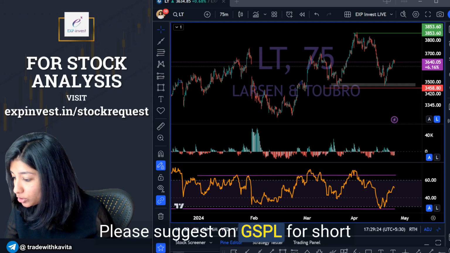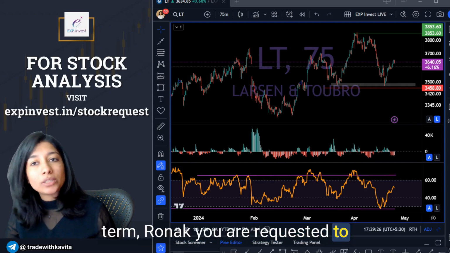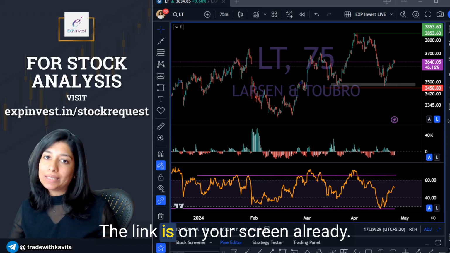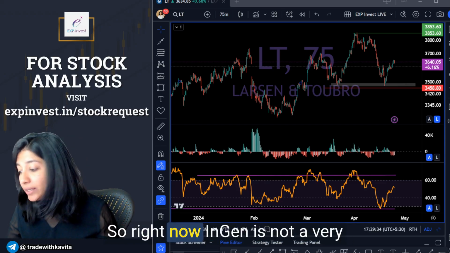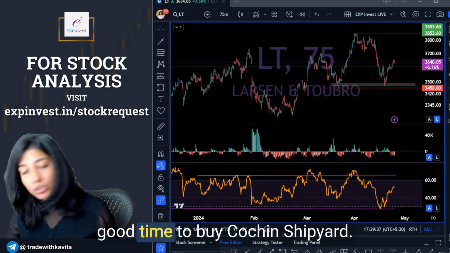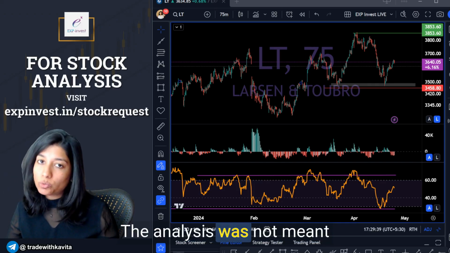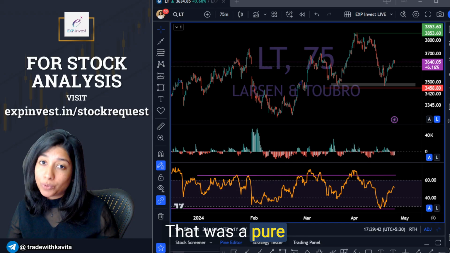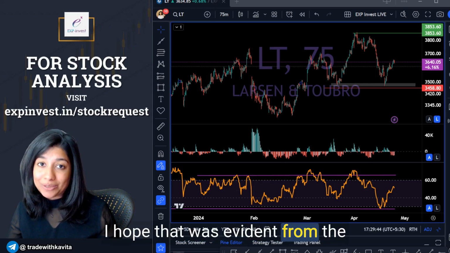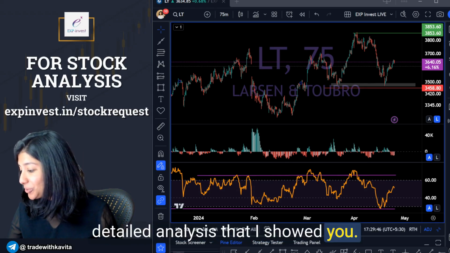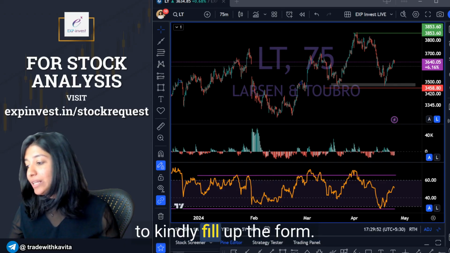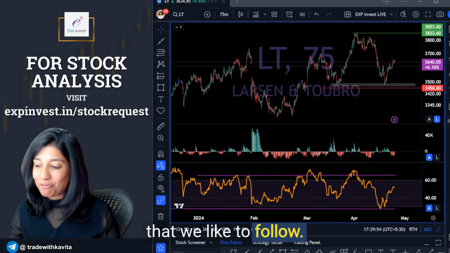Please suggest on GSPL for short term. Ronak, you're requested to kindly fill the stock request form. The link is on your screen already. So right now is not a very good time to buy Cochin Shipyard. The analysis was not meant as a recommendation. That was a pure share of knowledge. I hope that was evident from the detailed analysis that I showed you. So Mr. Desai, you're requested to kindly fill up the form. We have a system that we like to follow.